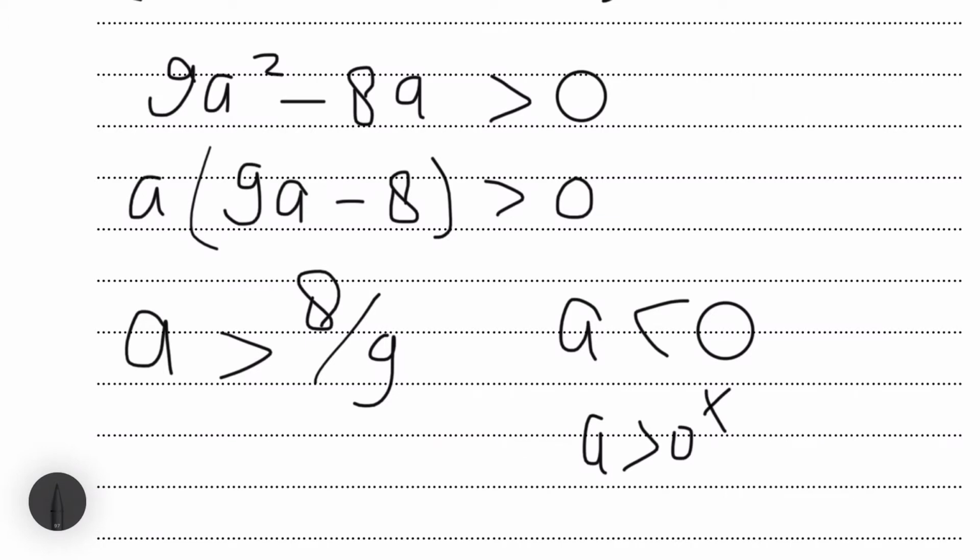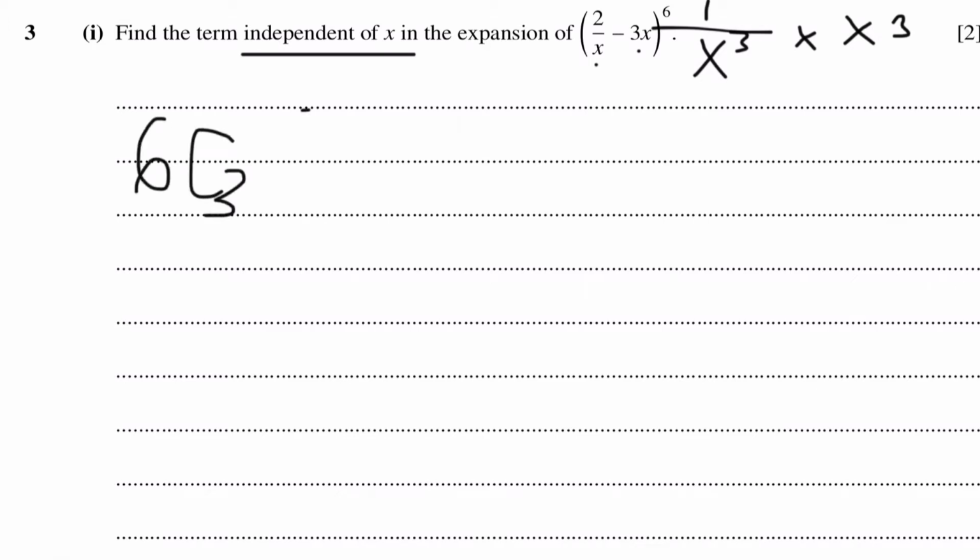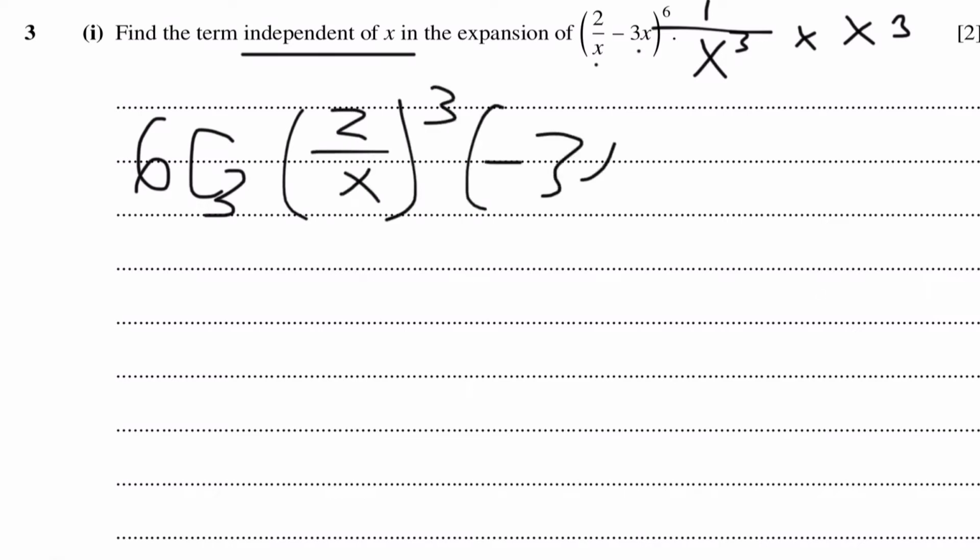at two distinct points. Find the term independent of x in the expansion of the expression shown. So if it's independent of x, your value will not have an x component. So if I want to cancel this and this together, it will be 1 over x cubed multiplied by x cubed itself. Using that thought in mind, it will be 6C3 multiplied by (2 over x) cubed multiplied by (-3x) cubed. So your value is -4320.